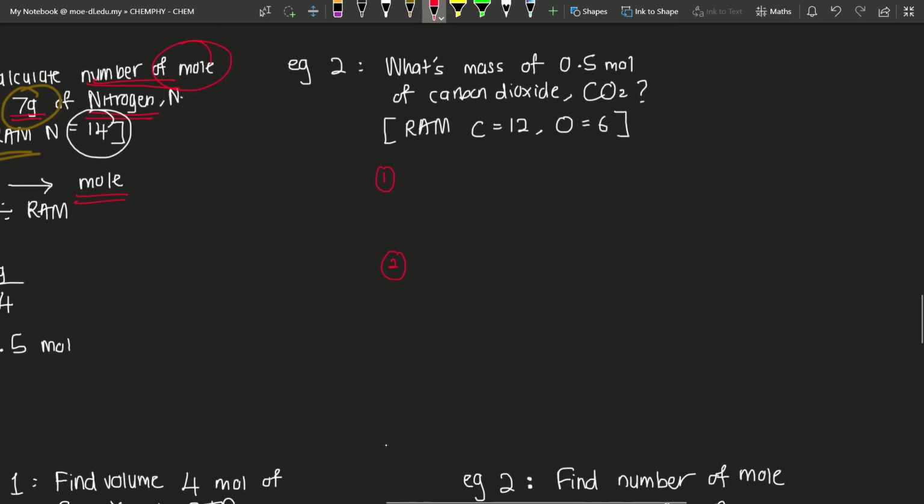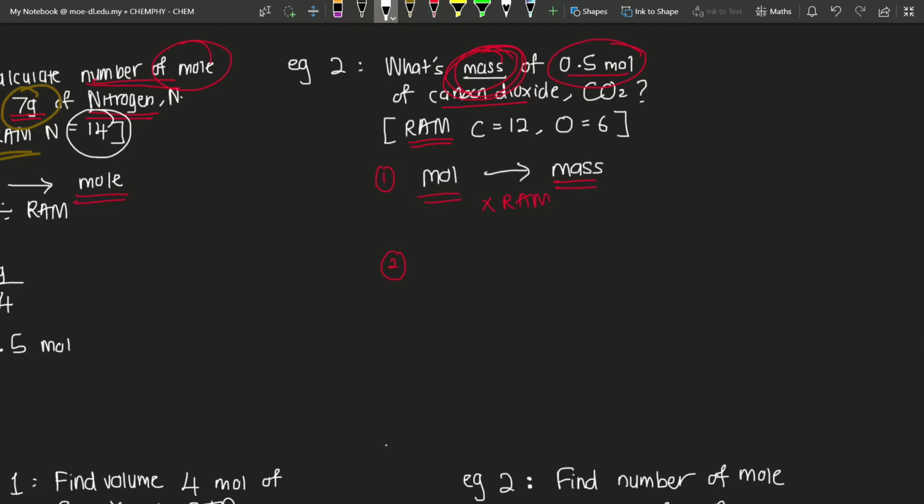Second example, we got the question asks us, what is the mass of 0.5 mole of carbon dioxide? So soalan ni minta kita cari jisim. Kalau kita ada 0.5 mole carbon dioxide. So first step you guys determine nak darab atau bahagi connection. So you guys ada mole, you guys nak cari mass. Mole converted to any three sibling, you guys will multiply the connection. In this case, the connection related to mass is our RAM. You guys will multiply RAM.